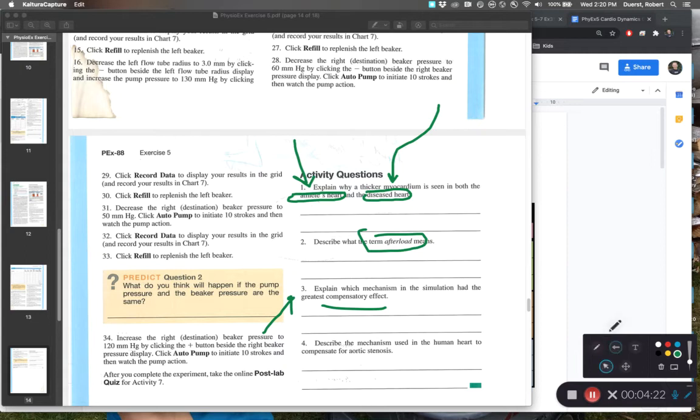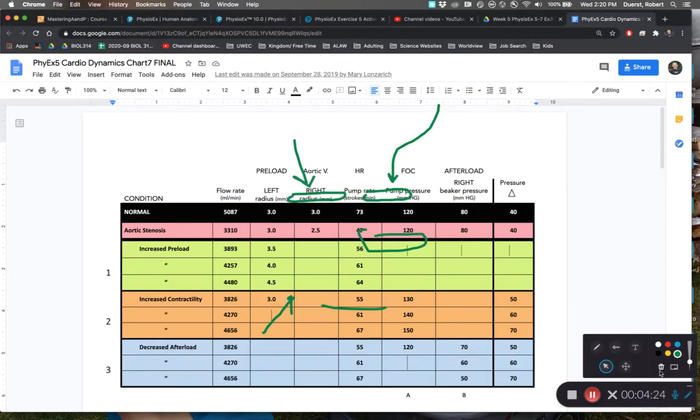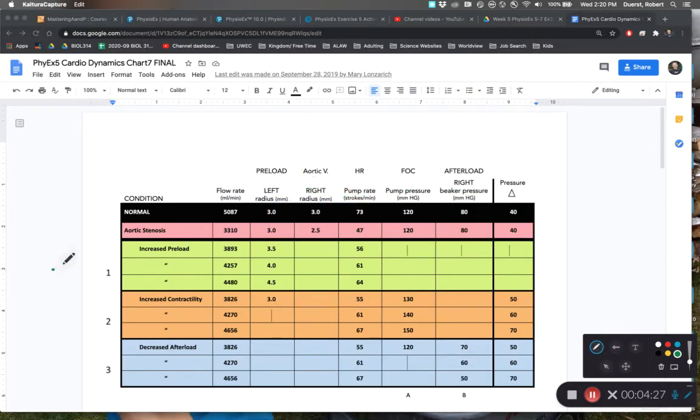Well, let's look at the data. As we look at our mechanisms, we had increasing the preload, increasing contractility, and decreasing afterload. Increasing preload is another way of saying that we put more blood in the left ventricle. And as we increased preload in our heart, we find that as we have that increase in preload, we have an increase in cardiac output, and it increased to 4,400 milliliters per minute.